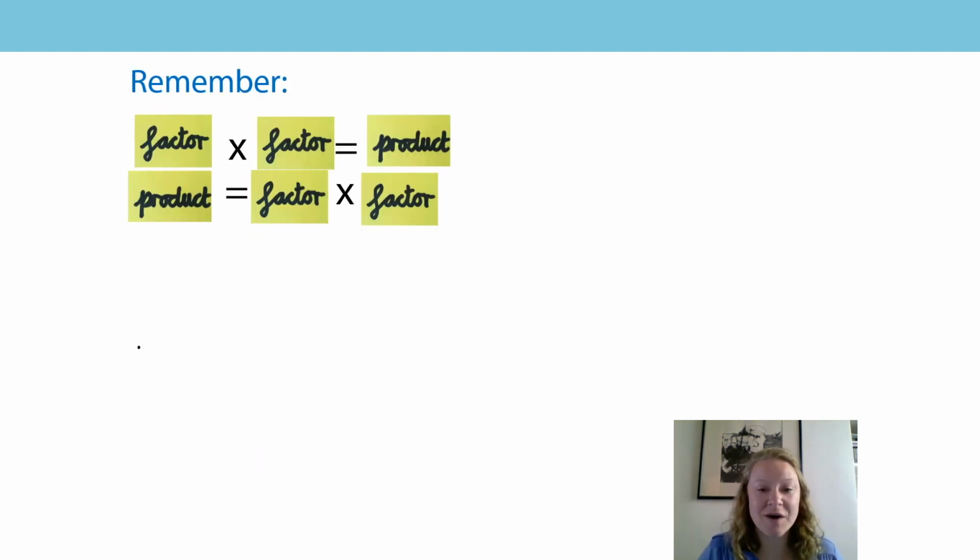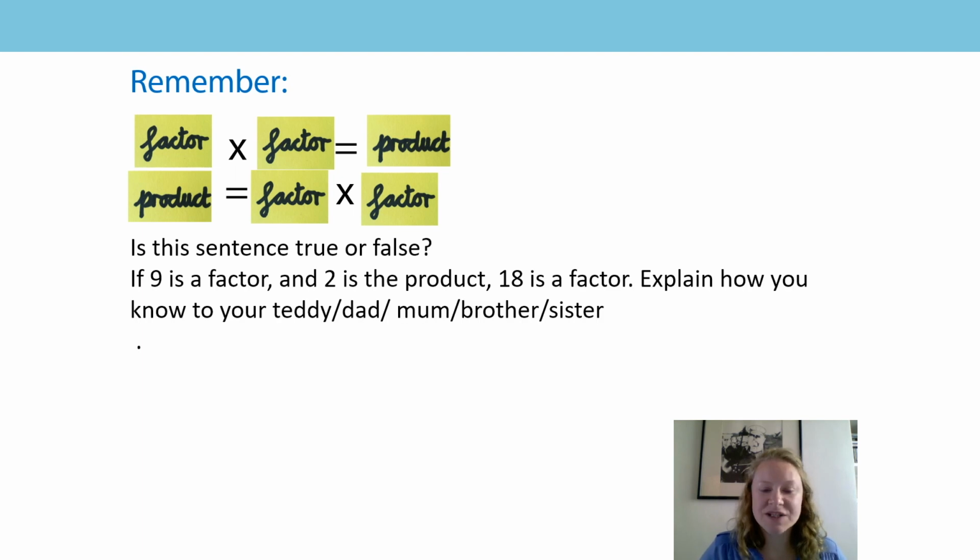Next, we're going to start with a statement, and we need to work out whether this sentence is true or false. It's really important to remember, have a look at the top there, that factor times factor is equal to product, or we can just move it around and say that the product is equal to factor times factor. Okay, so let's have a look.